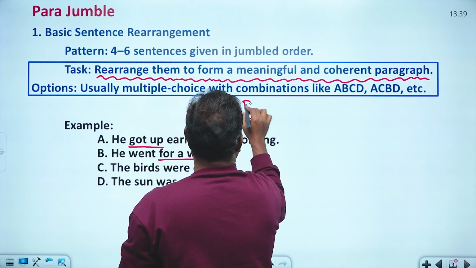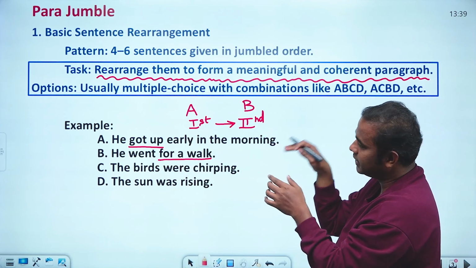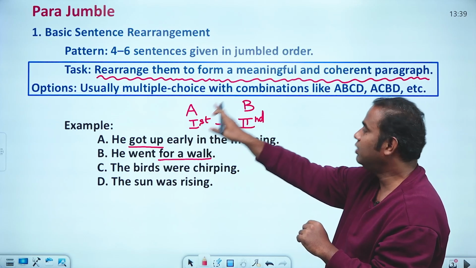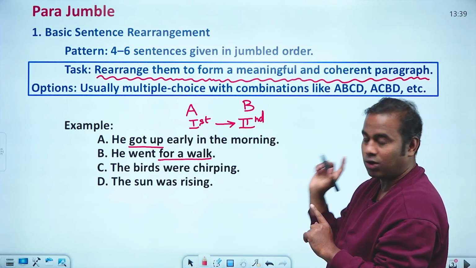Okay. So before walking, he went for a walk and he got up early in the morning. That sentence will not come, right? So naturally, after A, only then will event B happen. Okay, so that is established now. That's one logic here.